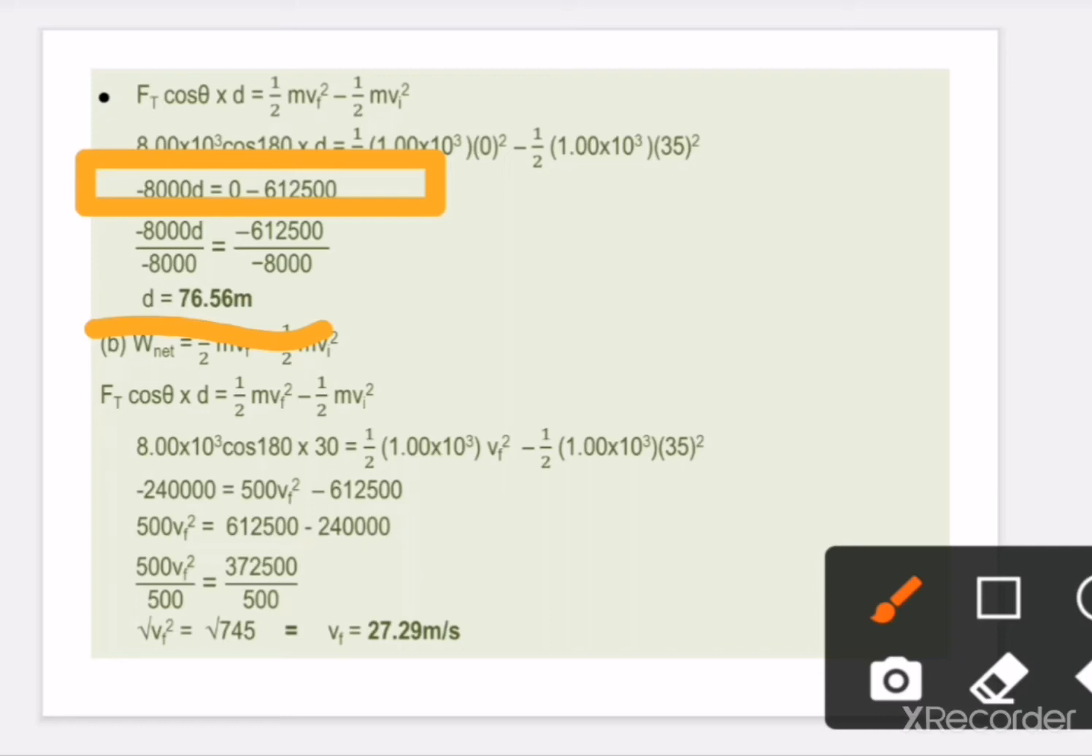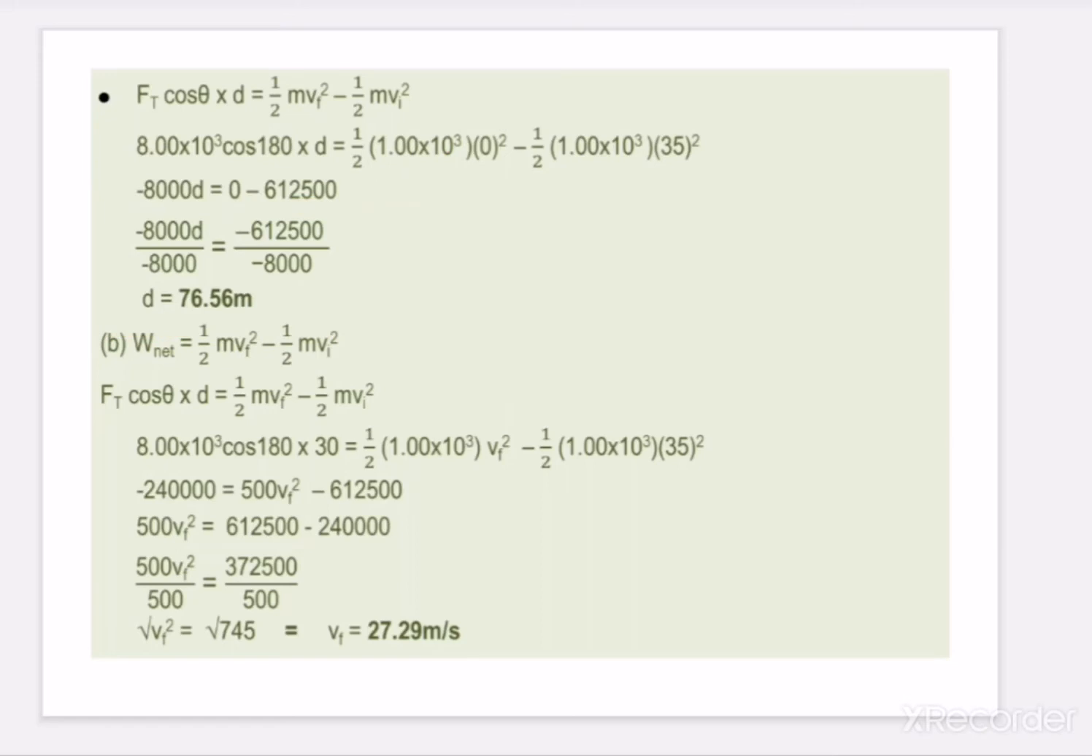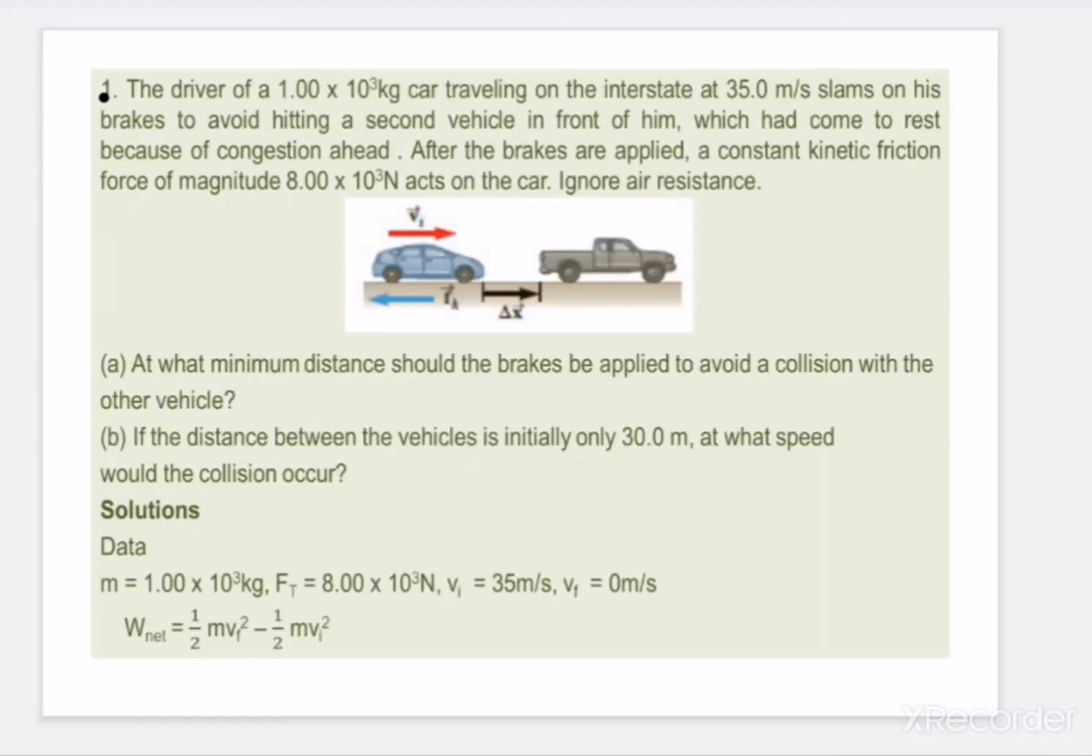For B, it's going to be similar, but now what we have been told is this. For part B, we are saying the vehicle is initially only 30 meters away from the car which is in front of it. That means it's going to hit into the car because it needs that 76.56 meters for it to completely stop before hitting that when it's traveling at that initial speed and it's being slowed down by a force equal to 8,000 newtons.